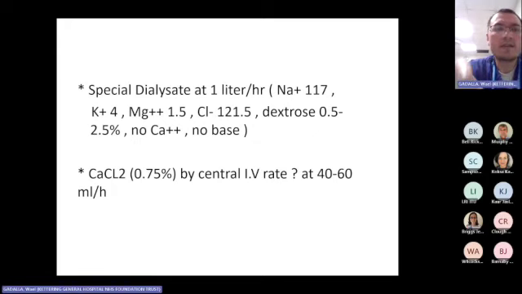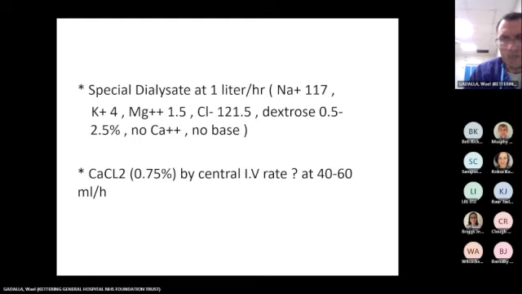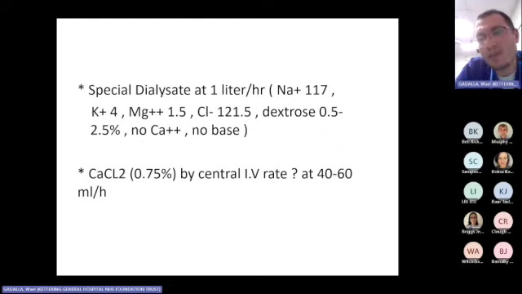It is worth mentioning that when we use citrate, a different dialysate or fluid is used with the circuit, which should have no calcium. And usually we start calcium chloride replacement by central line or inside the venous side of the circuit after the filter at 40 to 60 ml per hour.